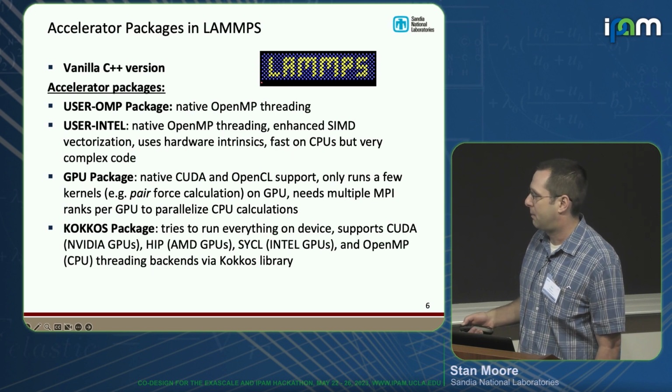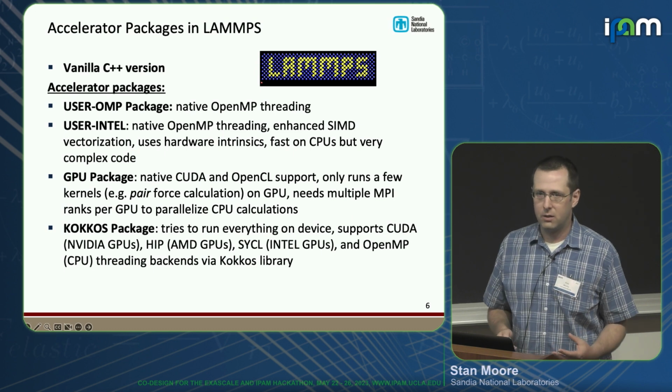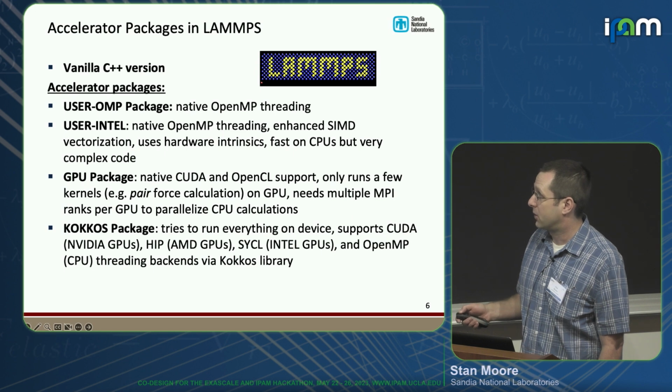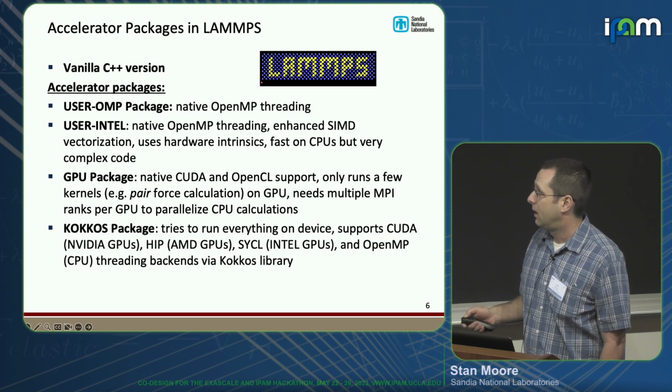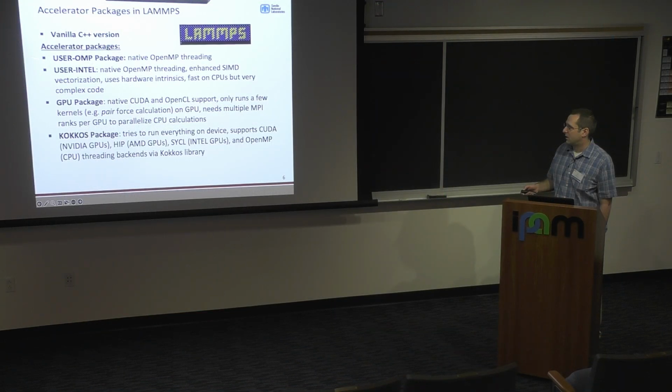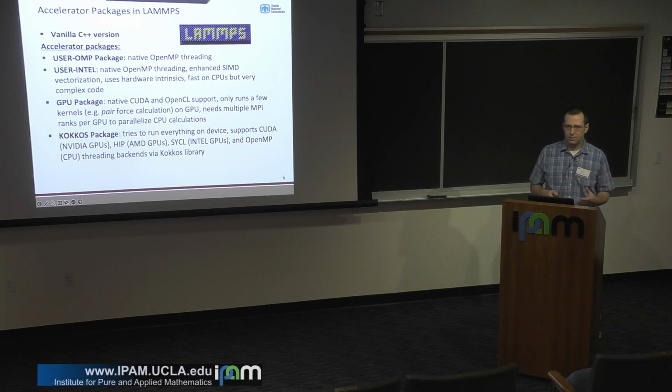Okay, so we took this Kokkos library, and we implemented it into LAMMPS as the KOKKOS package. There are actually other accelerator packages in LAMMPS. So there's just the regular C++ version with no acceleration, and then we have a few others. The names are slightly out of date. This is the OpenMP package, which is native OpenMP threading. The Intel package is also OpenMP threading, but it uses very advanced hardware intrinsics. It's very fast, but it's very complex code. Then there's the GPU package in LAMMPS. This is native CUDA as well as OpenCL support.